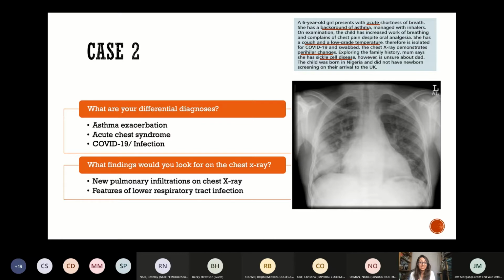Acute chest syndrome, it is the second most common complication that leads to death. Therefore, all suspected patients, they have to be hospitalised, and it is a rapidly evolving condition. It's also important to bear in mind, especially in this case, that a pre-existing diagnosis of asthma is associated with increased incidence of ACS, so acute chest syndrome in children that already have sickle cell, and you can have an asthma exacerbation alongside an acute chest syndrome, so they can go hand in hand and present together.